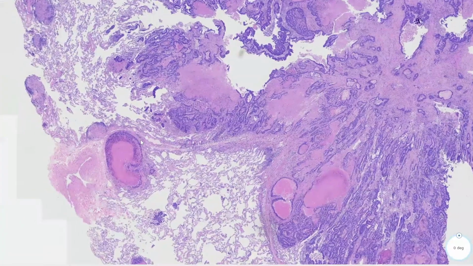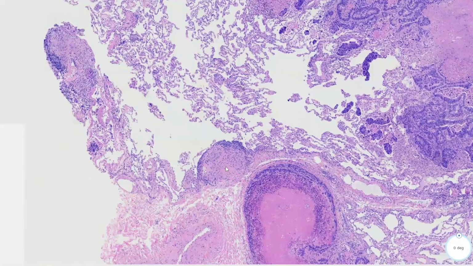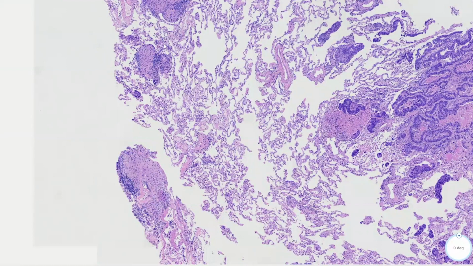And then just highlighting the importance of also looking at the background lung. In this case, there was non-necrotizing granulomatous inflammation that was consistent with sarcoidosis. So that's our first case. Just going to move on to our second case here.